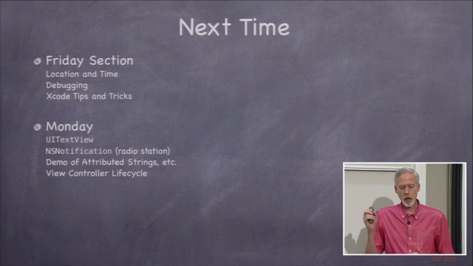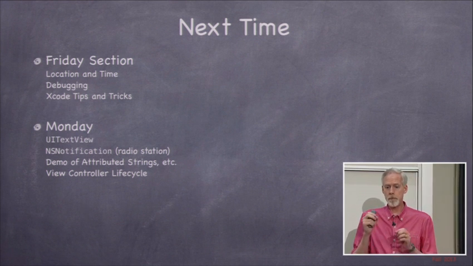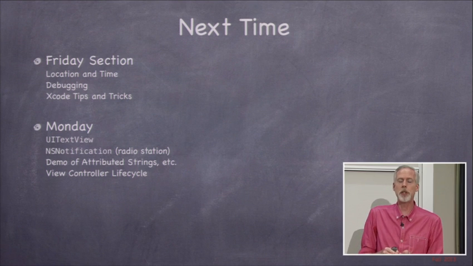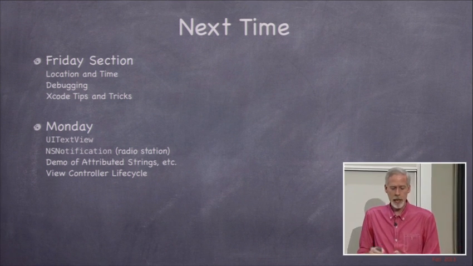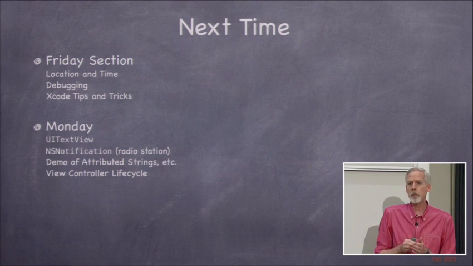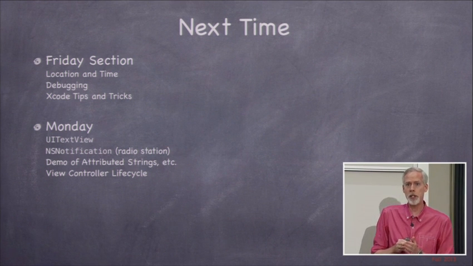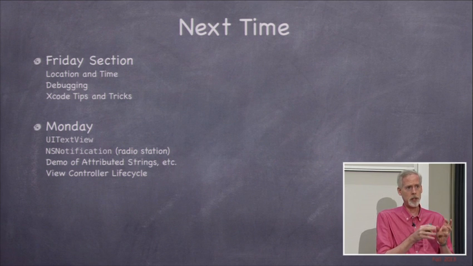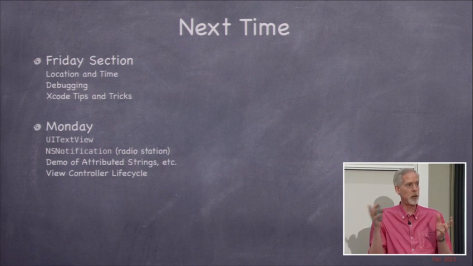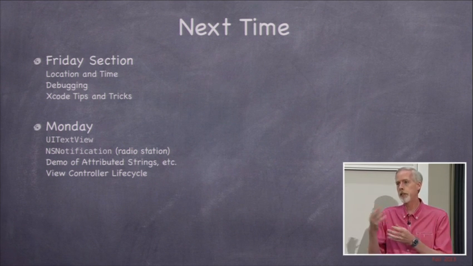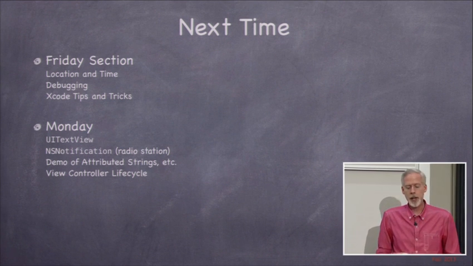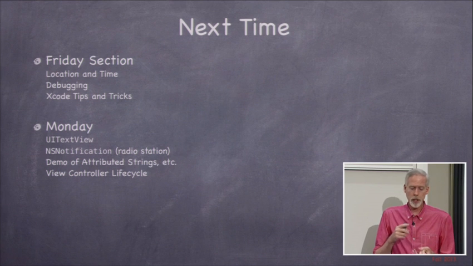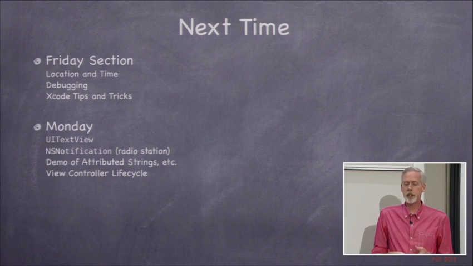Next Monday, I'm going to talk about UI text view, since it's the most important user of NS mutable attributed string. Okay. And then I'm also going to talk about the radio station from MVC. Remember that MVC model? I told you that sometimes communication happens by radio station, where you broadcast and some other objects tune in. We're going to talk about doing that. And then I have a big demo that does attributed strings and text views and all that stuff.